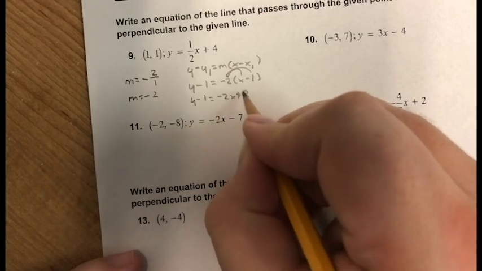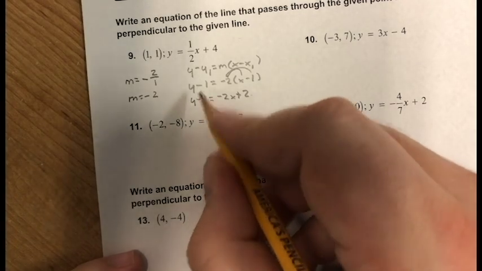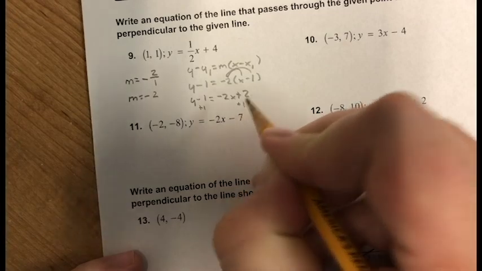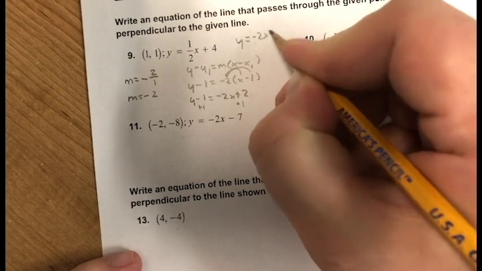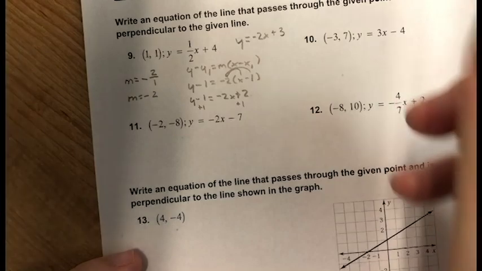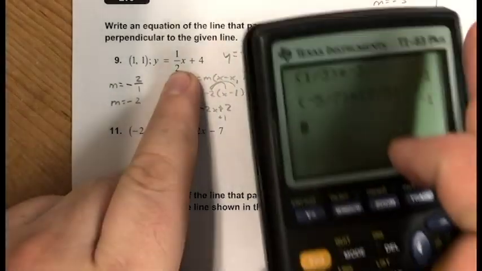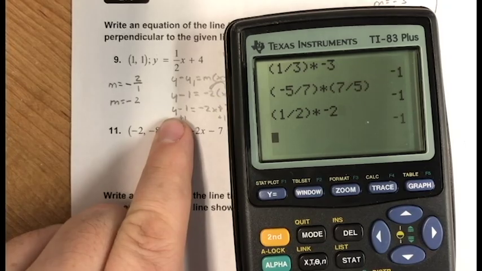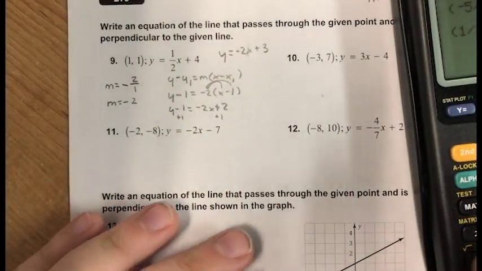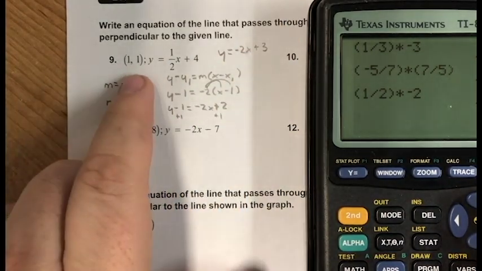Now, can I do anything else to this side? No. But what I can do now is start isolating my y and solving for y by adding 1 on both sides. And when I do, I get that y is equal to -2x plus 3. Okay? So we already know for a fact that -2 and 1/2 should multiply to -1. So let's double check it. 1/2 times my slope that I said, -2, gives me -1. So that much we know is correct. The next piece I need to find out is, does this equation really work with this point?